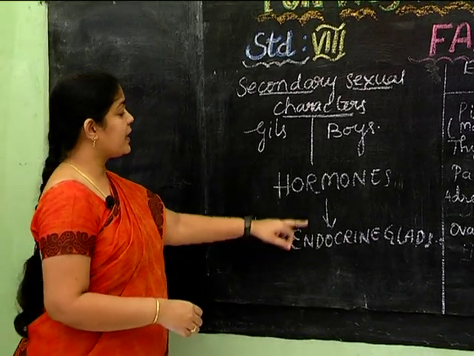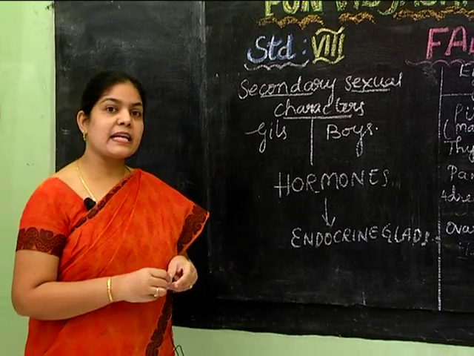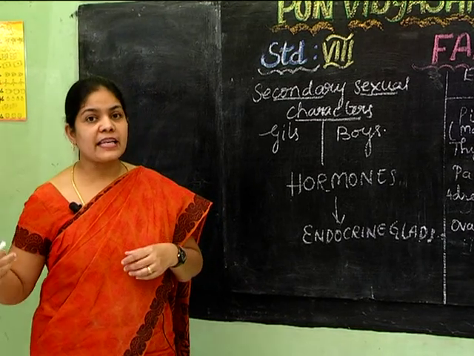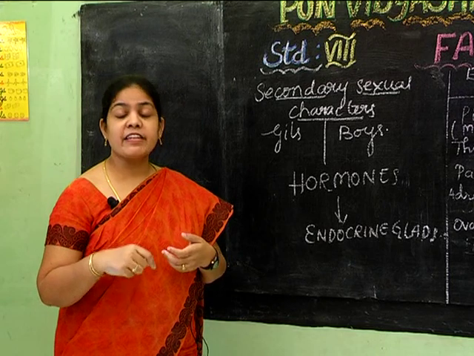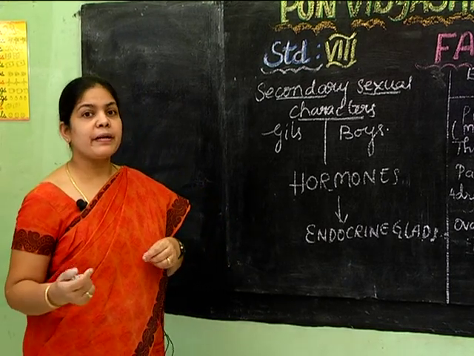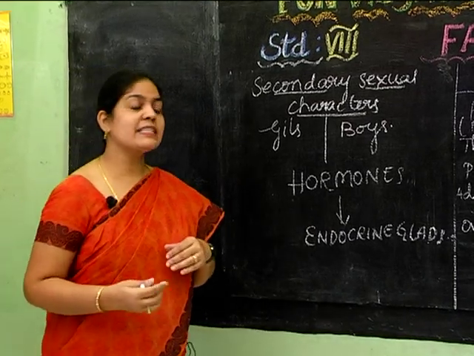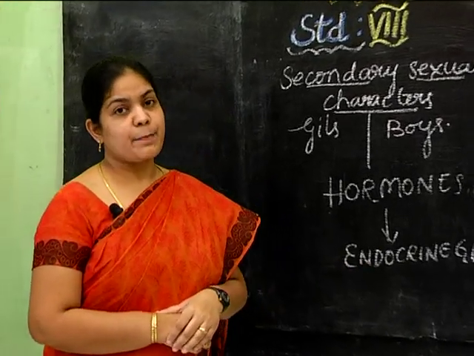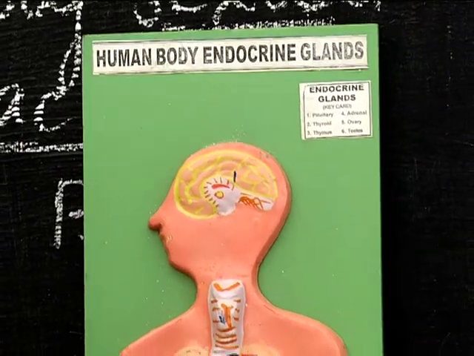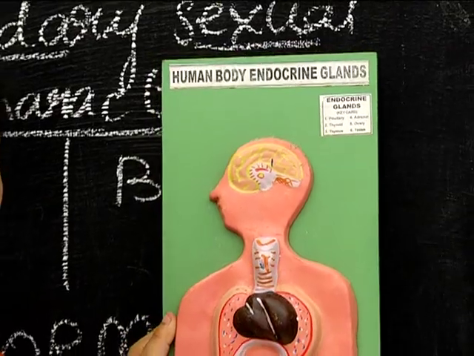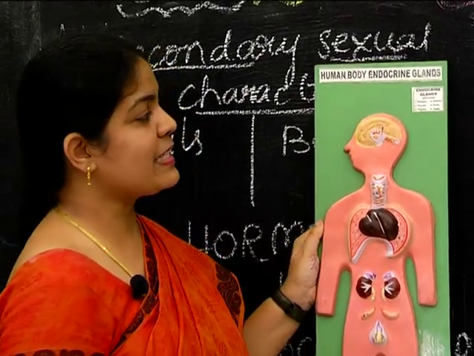The secretions called hormones, which are chemical substances, are passed into the blood directly, and along with the blood flow they are carried to the target sites, and the process of behavioral change, reproduction or development takes place only because of these hormones. So now let us discuss a few endocrine glands present in our body. The endocrine glands constitute the endocrine system in the human body. Now we are going to discuss a few endocrine glands present in our body at various places.